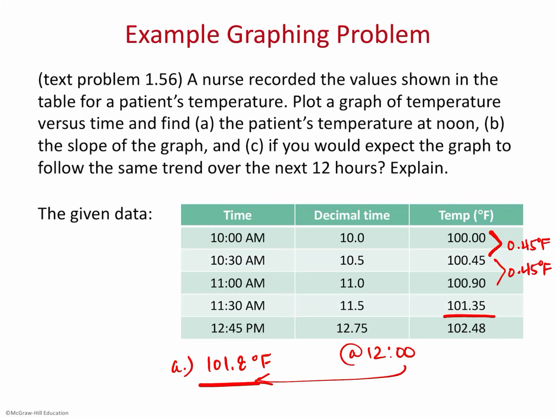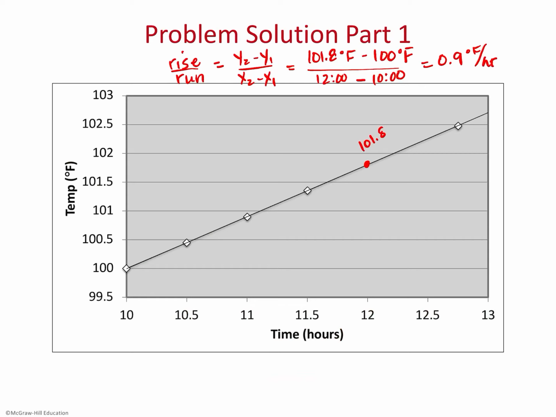Part B says to find the slope of the graph. So this is what I did as far as slope is concerned. Remember that that's rise over run, or y2 minus y1 over x2 minus x1. And you get a slope of about 0.9 degrees Fahrenheit per hour. Okay, so that's how I found the slope. And I didn't do 12 minus 10 really. I did 2 hours here, just so you know that.